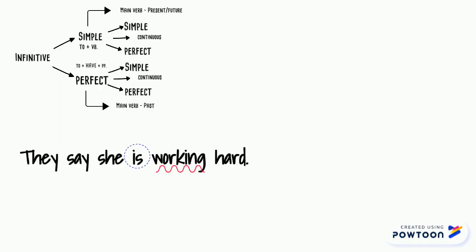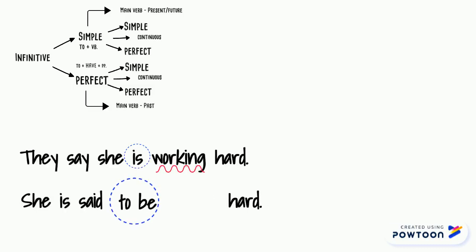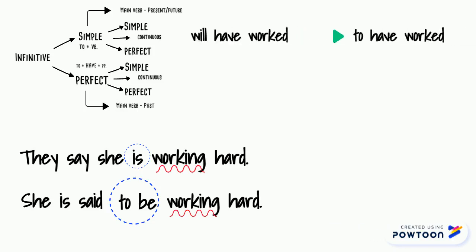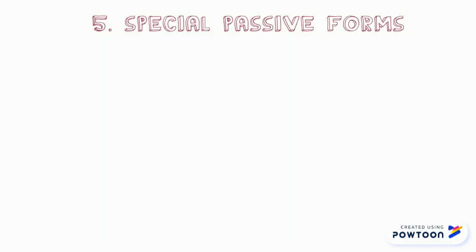For example, they say she's working hard is in the present continuous and turns into she is said to be working hard. To be working is an infinitive which is simple and continuous. Other examples are will have worked or worked, which turn into to have worked, and have worked, which turns into to have worked. With some verbs, we need some special passive forms.